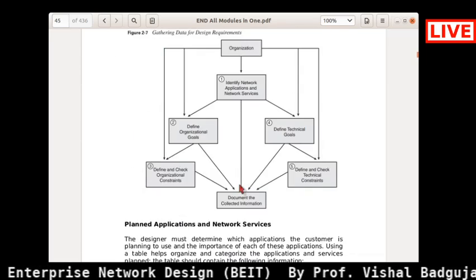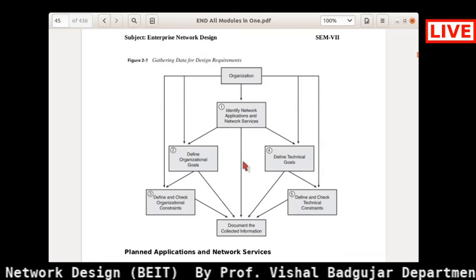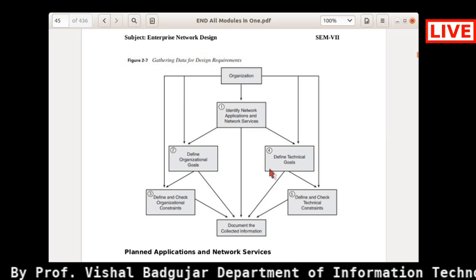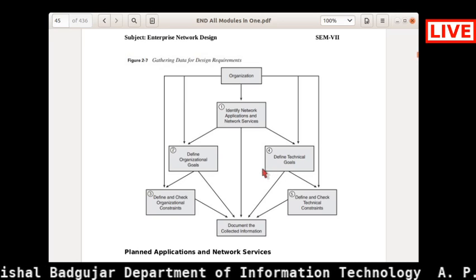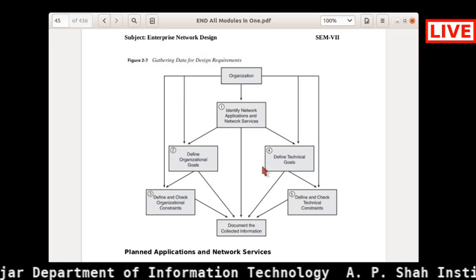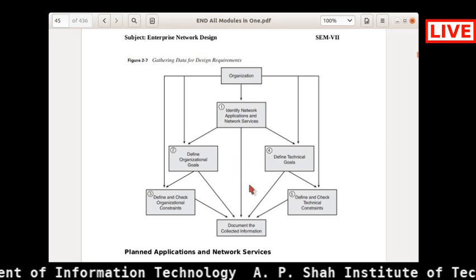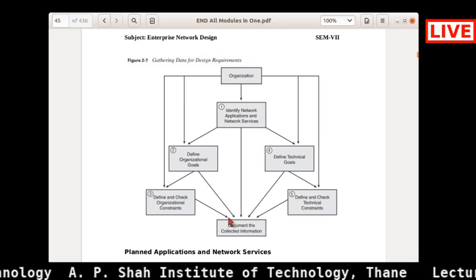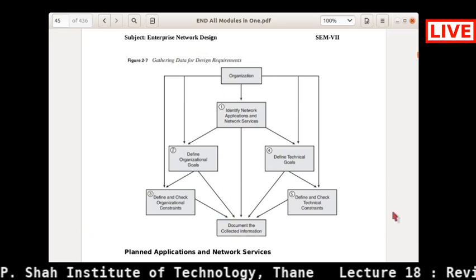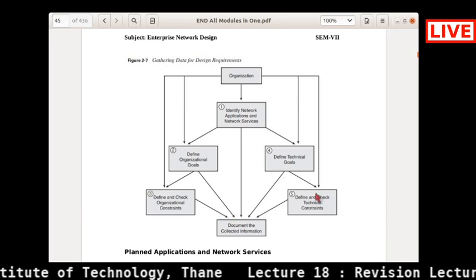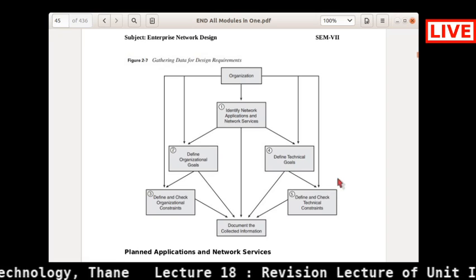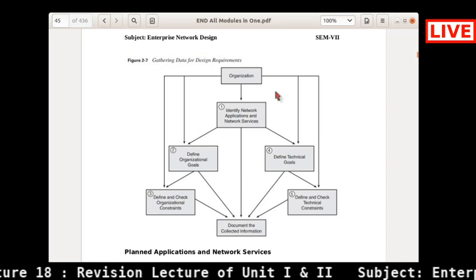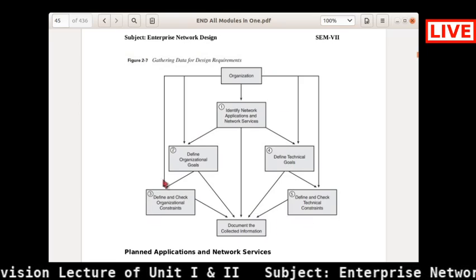Then next one is on this particular diagram also. What are the different organizational goals, what are the different technical goals, as well as the constraints? What are the different organizational constraints, what are the different technical constraints? How this particular document can be formed with the help of all these components? So this kind of question may be formed. So each and every thing you must know about each and every component, each and every functionality of this particular thing.